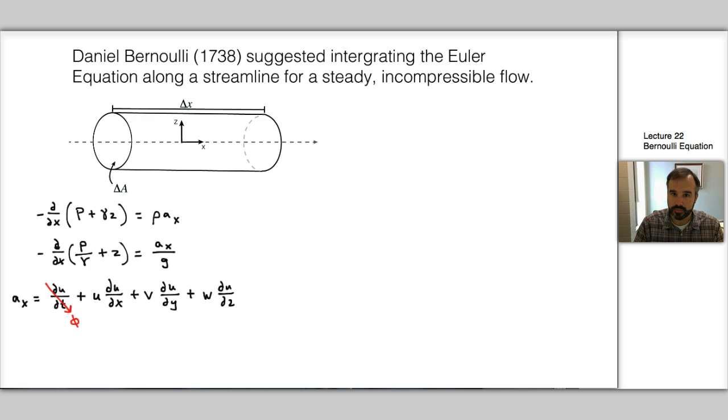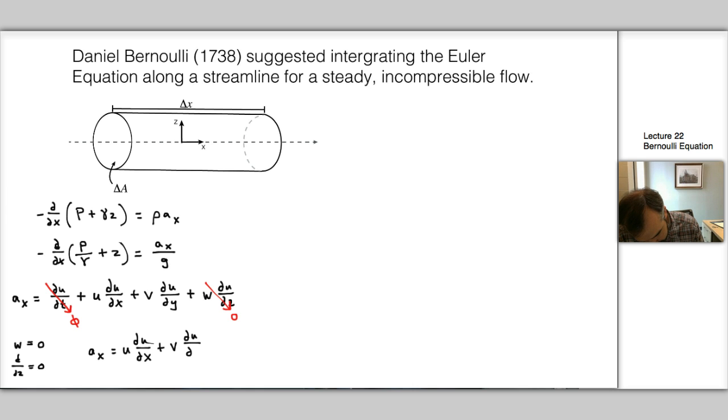Now we're going to make our second assumption. The second assumption is that we're going to say it's a two-dimensional flow. And by two-dimensional, what I'm saying is that w is equal to 0 and d over dz is equal to 0. Okay? So remember that, and immediately I think you see in the acceleration this last term goes to 0 because both parts of that term are 0. So we're left with ax is equal to u du over dx plus v du over dy.